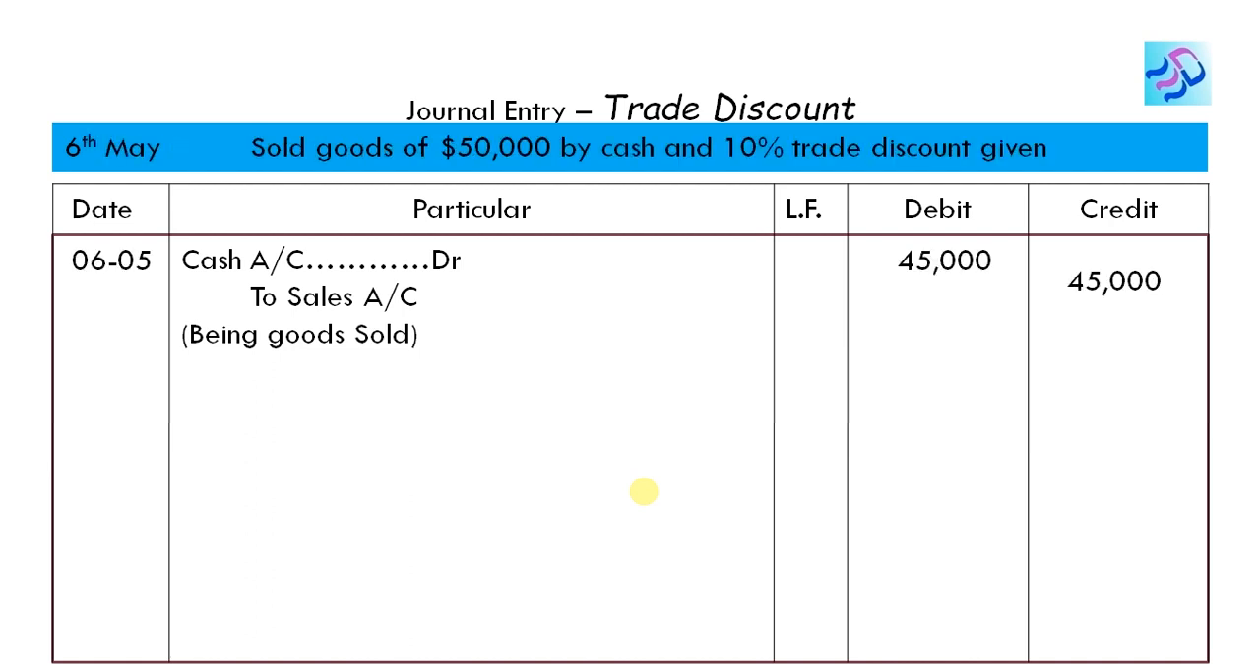For example, sold goods of 50,000 by cash and 10% trade discount given. We have sold goods of 50,000 and we have received cash, but we have given trade discount of 10%. Unlike cash discount, we don't record trade discount in journal entry. So the entry will be just cash account debit to sales account by subtracting the trade discount given. That is, we enter only 90% of 50,000, that is 45,000 in journal.